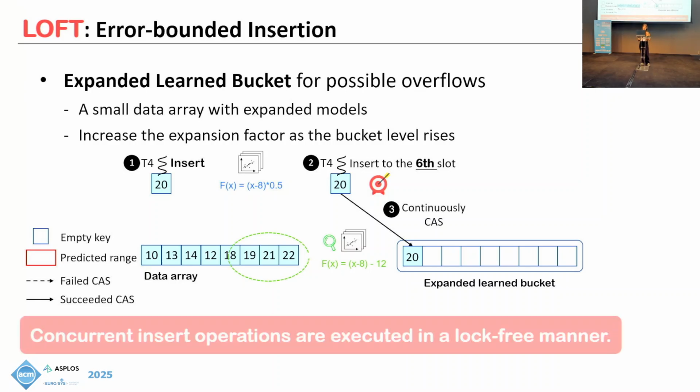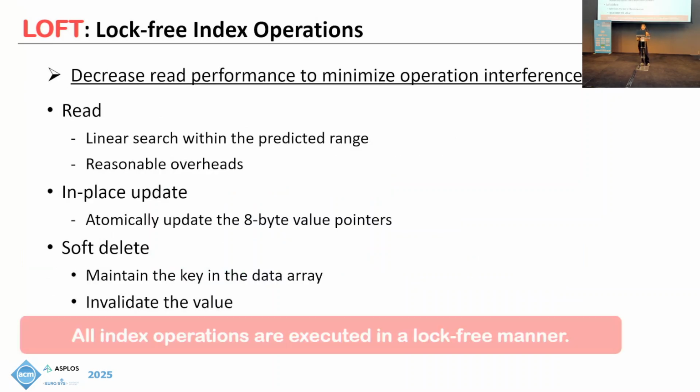And the concurrent insert operations are executed in a log-free manner. By leveraging the error-bounded insertion, it enables all index operations to be executed in a lock-free manner. In LOFT, we decrease the read performance because we do not sort the data, but we can minimize the operation interference. For read, we cannot just directly use the binary search. Instead, we need to use linear search. However, in LOFT, the predicted range is small, so the overhead is reasonable.